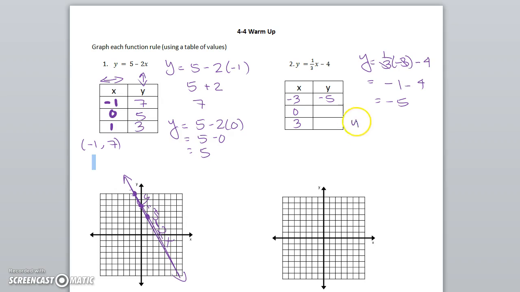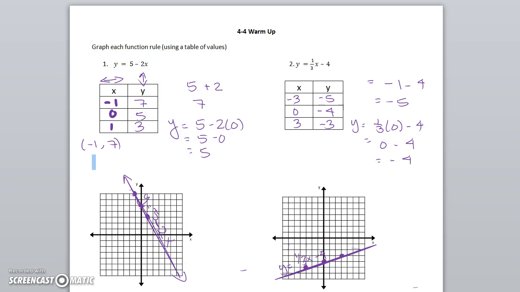And then when I plug in 0, I have 0 minus 4, which is -4. Looking at the pattern here, this should be -3. But I'm going to invite you to go ahead and plug it in right over here, and then make sure that you get the same thing as me. When you're done, please do me a favor and graph each of these points.